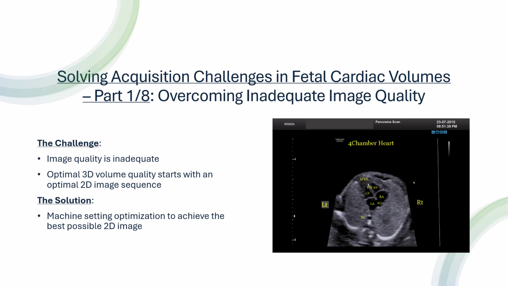Let's dive into our first challenge, inadequate image quality. It all starts with a 2D image. If that isn't crisp and clear, the resulting 3D cardiac volume won't do us any favors. That's why our solution is to optimize machine settings up front. By fine-tuning the parameters, we can achieve stellar 2D imagery, laying a rock-solid foundation for the high-quality cardiac volumes we need. It's all about the perfect balance, ensuring every pixel counts.